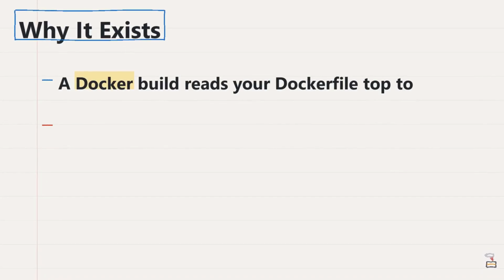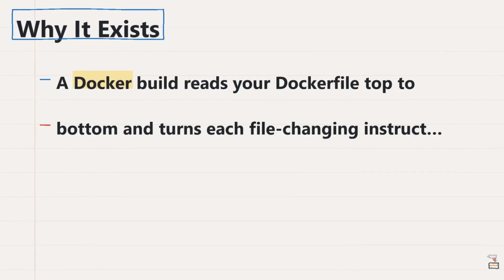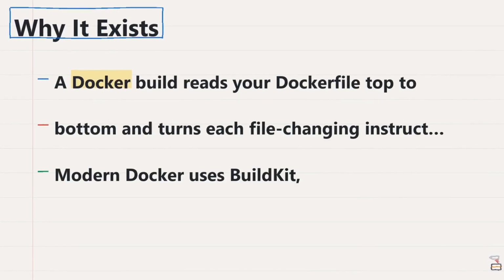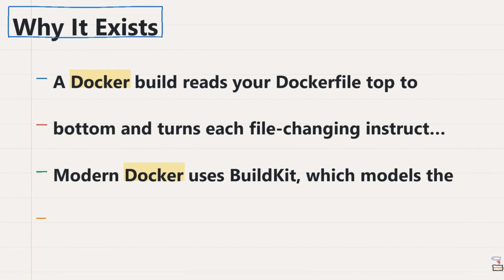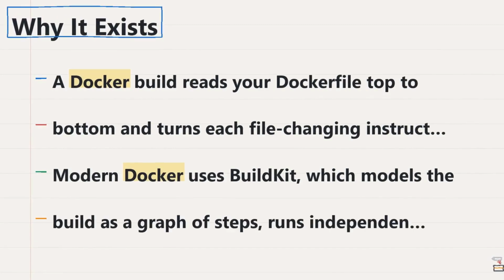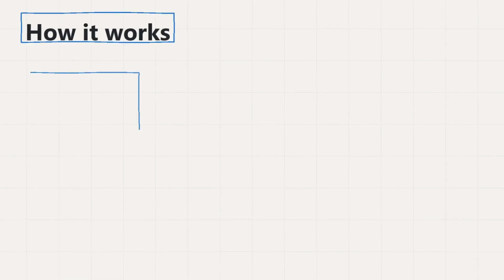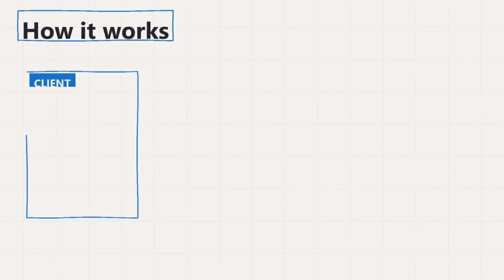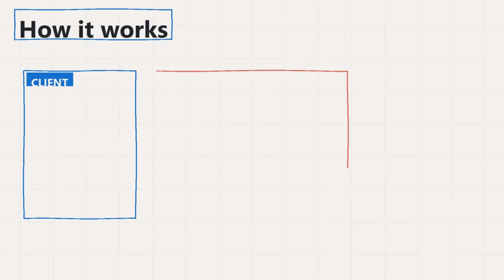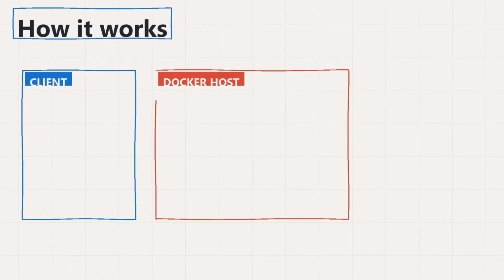Modern Docker uses BuildKit, which models the build as a graph of steps, runs independent steps in parallel, and assembles a final image made of those layers plus a JSON manifest and config describing them. The CLI packages your build context, the folder you pointed at, into a tar stream and sends it to the BuildKit builder, which is why a stray node_modules folder makes builds slow and a .dockerignore file makes them fast.